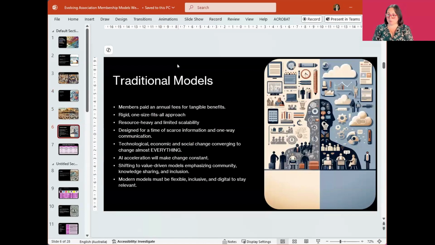Now, the traditional models that we're all used to, members pay an annual fee, you pay once a year. If you're a member, you get stuff. If you're a non-member, you don't. It's very resource heavy, limited scalability. And you can see in here, it was made for a time where we didn't have the technology available to let us scale up in the way that we can now.